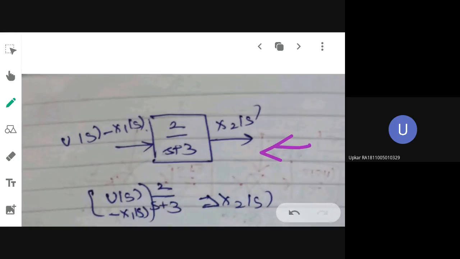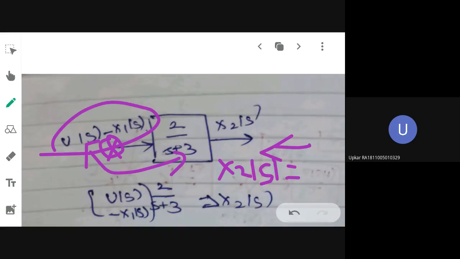Now I will write the equation for x2 of s, which is equivalent to what? I have to multiply these two, then I will be getting x2 of s. So what is the multiplied product? I know there was a summer here, because of which the output is u of s minus x1 of s into 2 by s plus 3, which is equal to x2 of s. Understood?